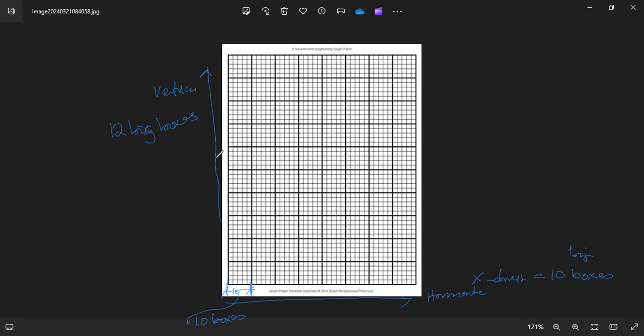Now you have a graph in front of you. Per this class, let us know that we are going to use, on the horizontal, 10 boxes, and then on the vertical, we'll take it as 12 boxes. So that's fine.